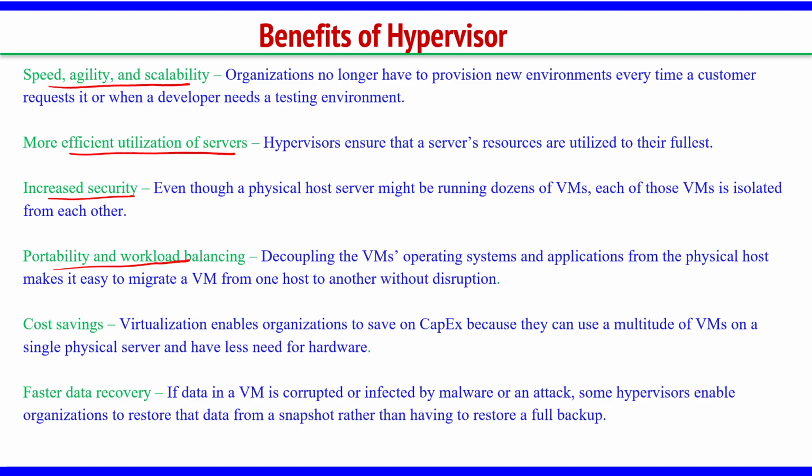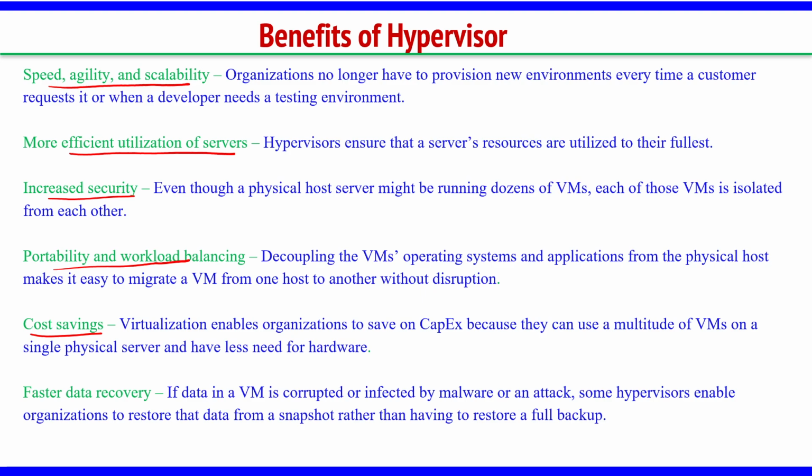And next comes the cost saving. Okay, so why are we saving cost? Because people need not spend more on purchasing more physical servers, right? So virtualization enables organizations to save on capex. Capex means capital expenditure, because they can create many virtual machines on a single physical server and have less need for hardware. Instead of always going and purchasing new hardware for every new request, you are saving a lot of money. You are effectively utilizing the available resources.